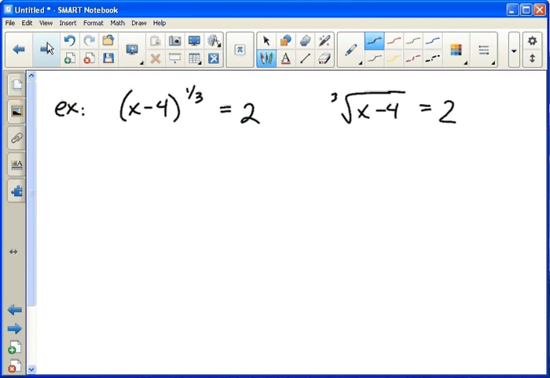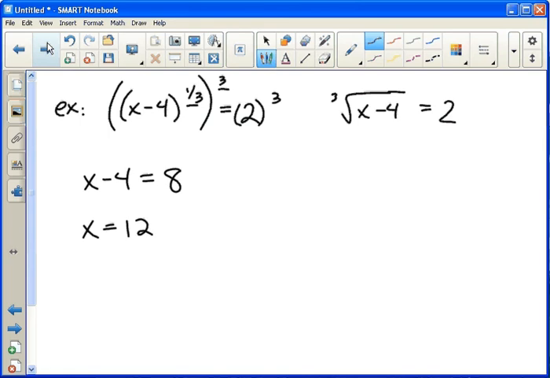So I cube both sides. The cube gets rid of the 1/3, or the cube root, just leaving x minus 4, and 2 cubed is 8. So my last step is just to add 4 to both sides, and I get x equals 12. Now just so you know, if it is an odd root, cube root, 5th root, 7th root, you don't have to go back and check those, because you can do negatives with that. You can do a cube root of a negative, or a 5th root of a negative, or a 7th root of a negative. It's the even roots you can't do negatives with.